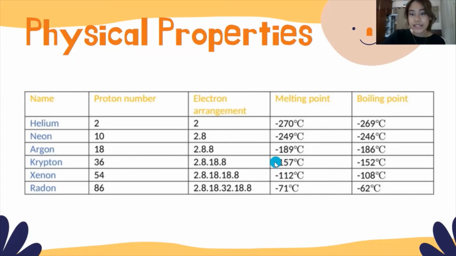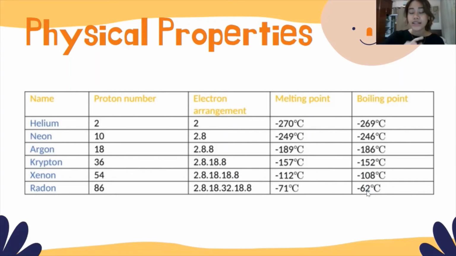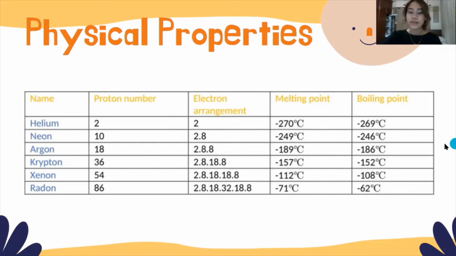From this table, we can see that melting points and boiling points increase when it goes down the group. But still, we can see that the melting points and boiling points are less than room temperature. That is why they are gases, which is why all the elements in group 18 are gases. They have lower melting points and boiling points than room temperature.